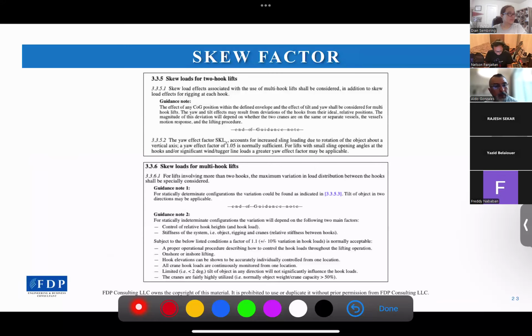Now we continue to the skew factor. Here we will refer to DNV and, sorry, Nelson.